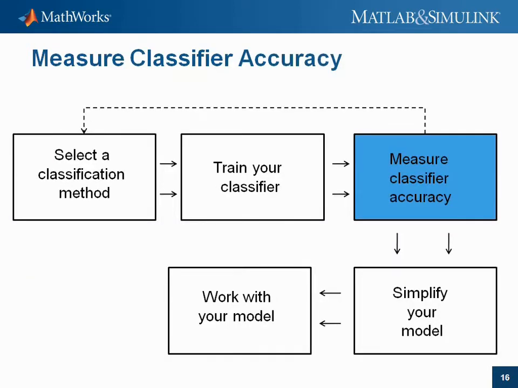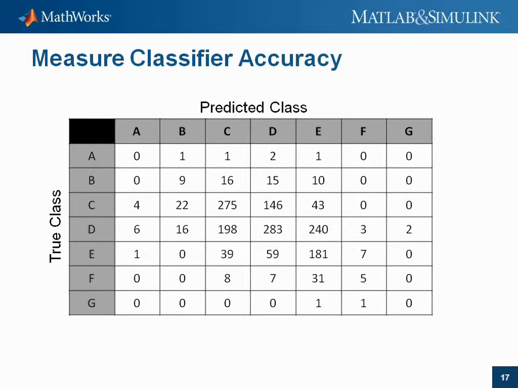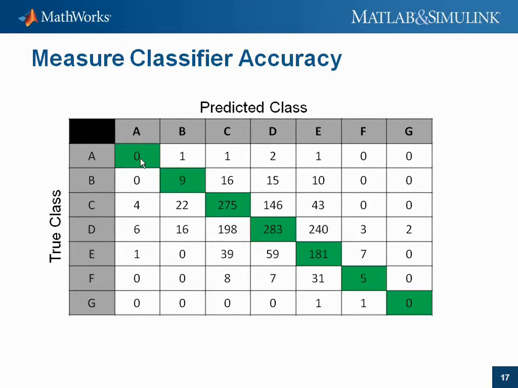As you might guess, the next step we're going to look at is measuring the accuracy of our classifier. Statistics Toolbox provides a wide variety of different functions that you can use to measure the accuracy of a classifier. The confusion matrix is a simple visualization tool that you can use to plot the predicted class versus the true class. Anything that is located on the diagonal is classified correctly. Anything that is off diagonal is misclassified.